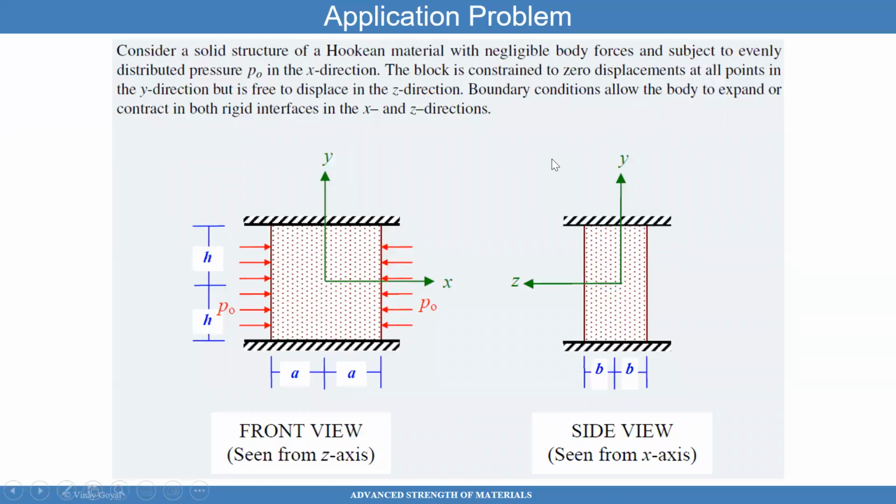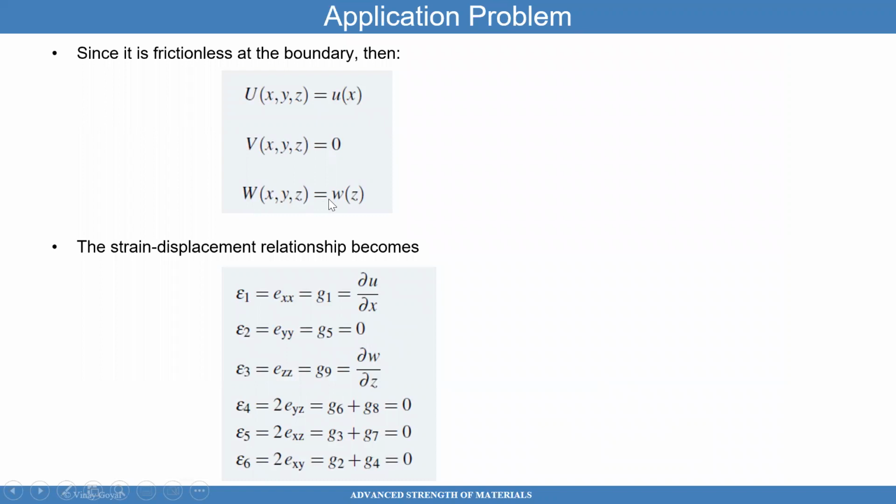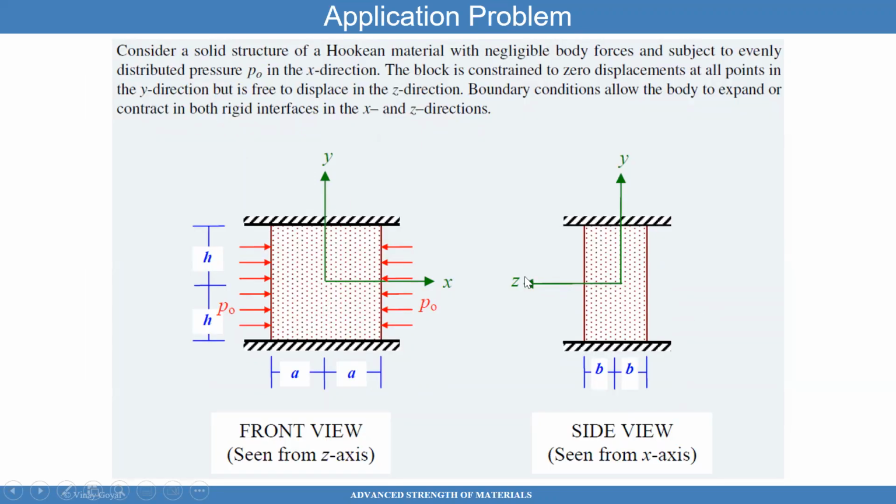I'll continue saying that W, the deflection in the Z direction, is out of the page here. So in the left side, the front view, the Z axis is out of the page. What we're saying is that the deflection W only depends on Z, so it does not depend on Y. The deflection is the same at this point, at this point, at this point in the Z direction. That's an assumption, but it's a reasonable one given the problem statement that this block is free to expand, but it cannot move in the Y direction.